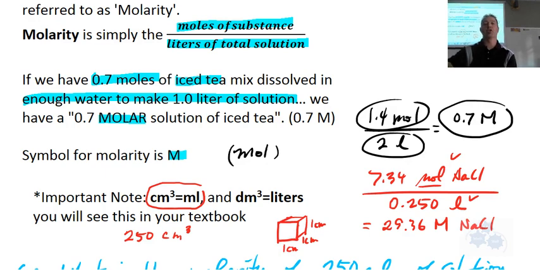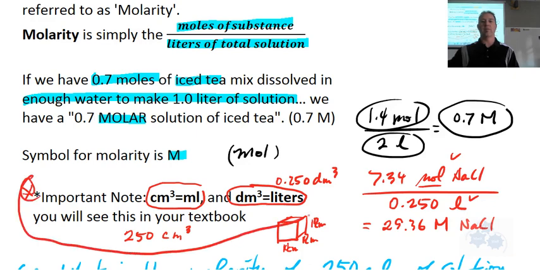Yep, it's true. And if we had 10 centimeters by 10 centimeters by 10 centimeters, that's exactly 1 liter. And so that's what you also might see in your textbook here. Liters would be in decimeters cubed. So this would be 0.250 decimeters cubed. That's liters. I know it's confusing, but just so you know, that's an important note. You may see this in your textbook, okay?